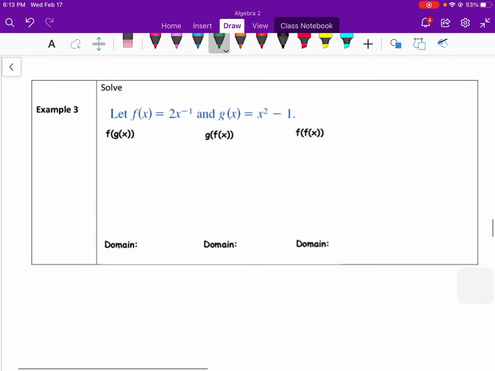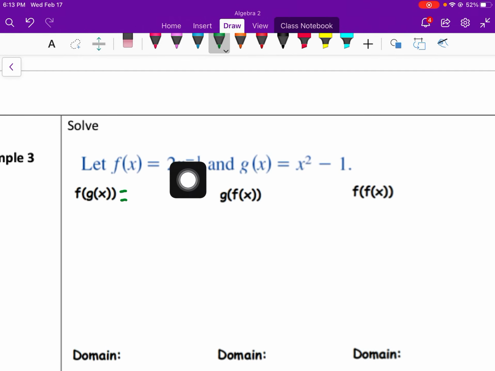Finally, one more group of examples where we need to take the composition. So we have f of g of x. So before we do that, let's simplify this. Since we have a negative exponent, we can simplify by doing the reciprocal. So f of x also equals 2 over x. I did the reciprocal, so I simplified it to 2 over x.